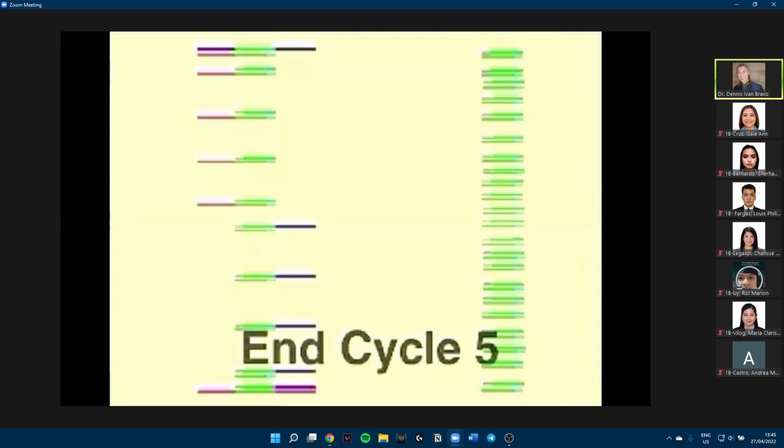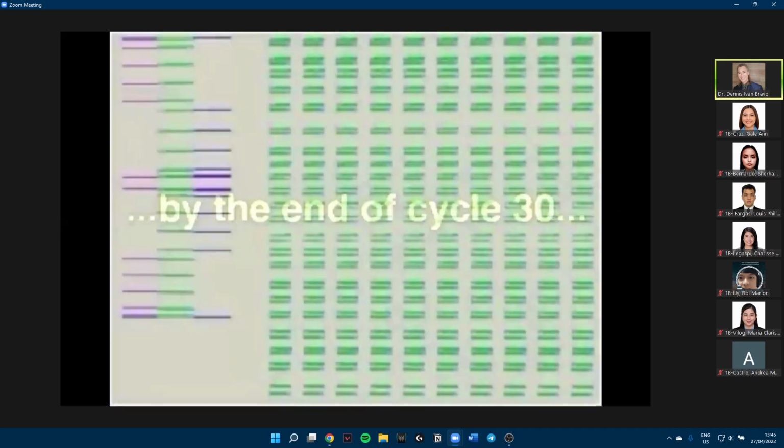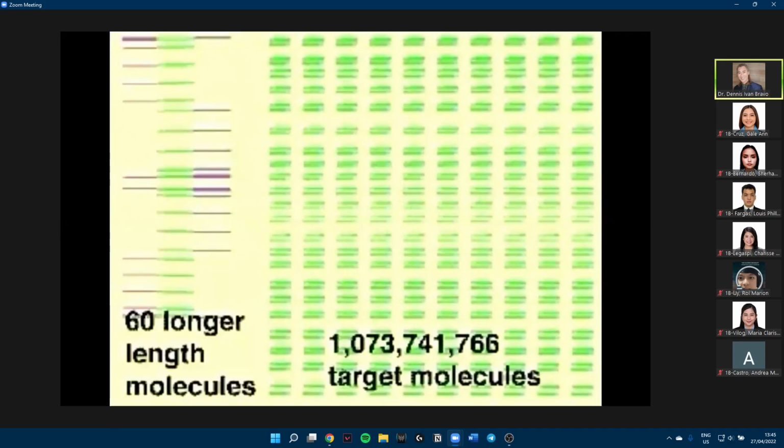So let's fast forward to cycle 30 because we don't want to stay here for 3 hours. At the end of cycle 30, more than 1 billion copies of DNA fragments of uniform lengths have been produced. Like what we had mentioned earlier, to confirm successful amplification, these DNA fragments or amplicons must be subjected to gel electrophoresis. We check for the presence of a band indicating successful amplification, as well as check for the size of the DNA fragment to check if we have successfully amplified the correct DNA sequence.